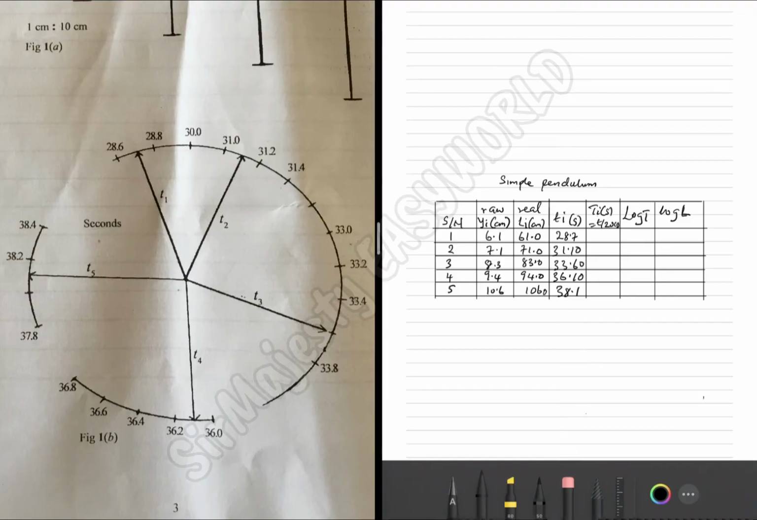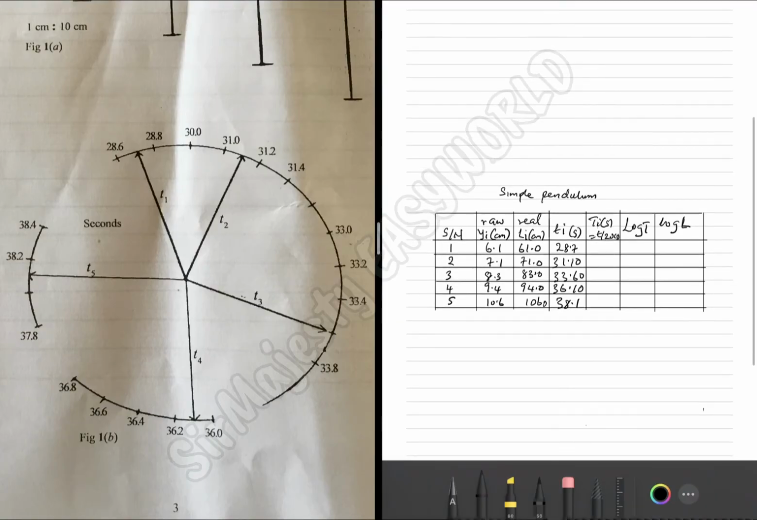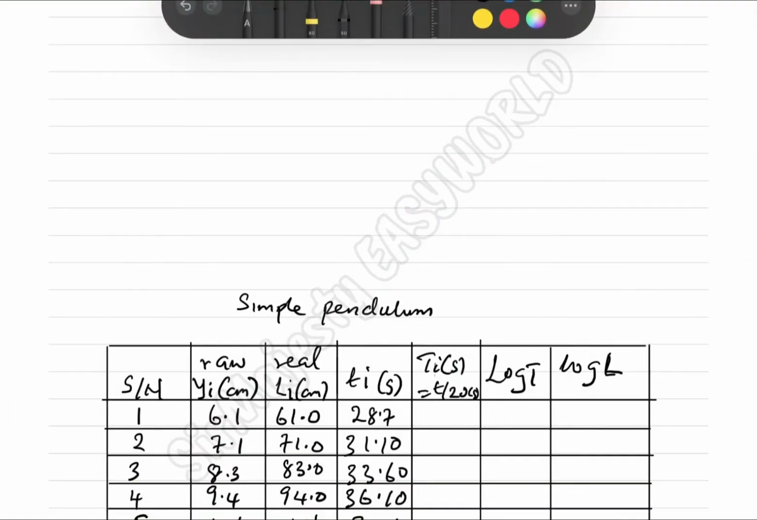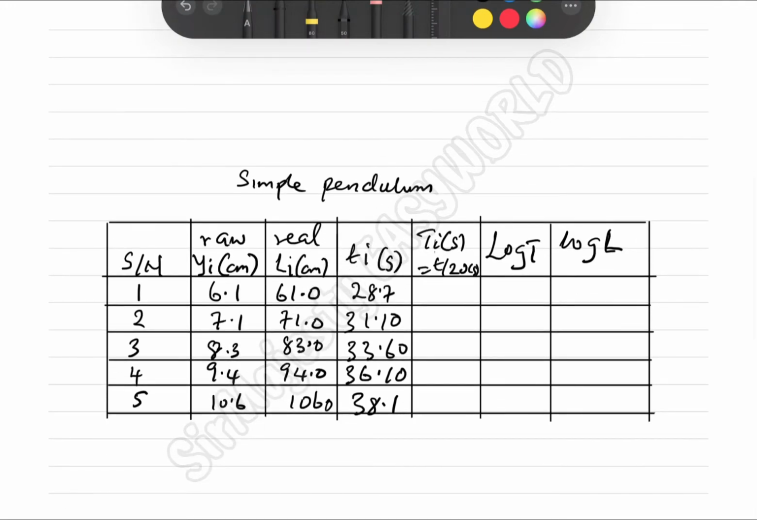And then the period, which is actually time over number of oscillations, because the question says the board is allowed to oscillate, that's to go to and fro, for 20 times. So you are required to assess T divided by 20 for the period for each one. So doing that, we just need to do 28.7 divided by 20.